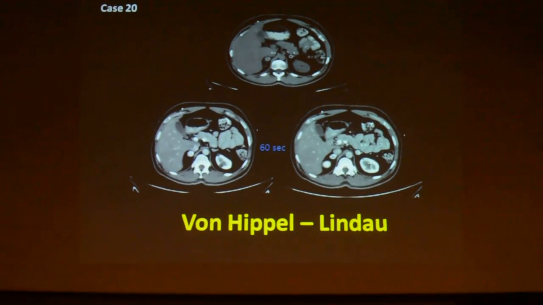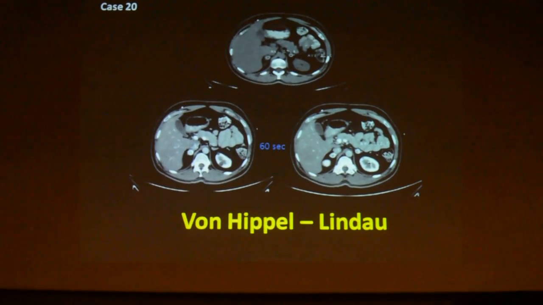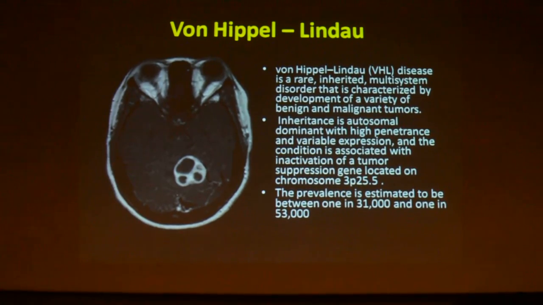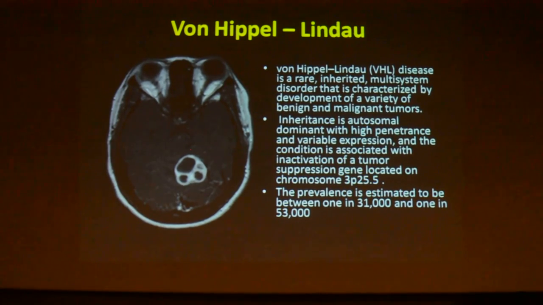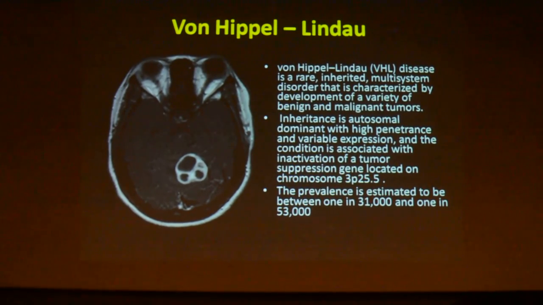These are multiple cysts, and now that is von Hippel-Lindau disease, with pancreatic cysts. Each of these is rare, an inherited multisystem disease. In the brain, you can get this tumor.